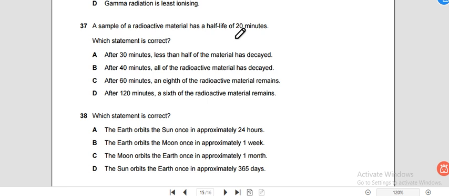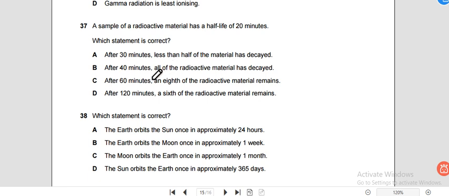40 means two half-lives. After the first one, half of the material decayed. After the second half-life, half of the remaining half decays. So the decayed amount is 3/4, and the remaining is a quarter of the initial amount.